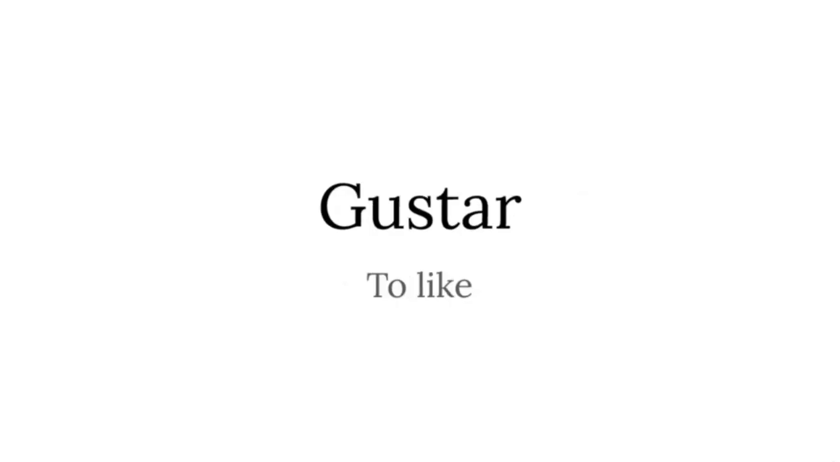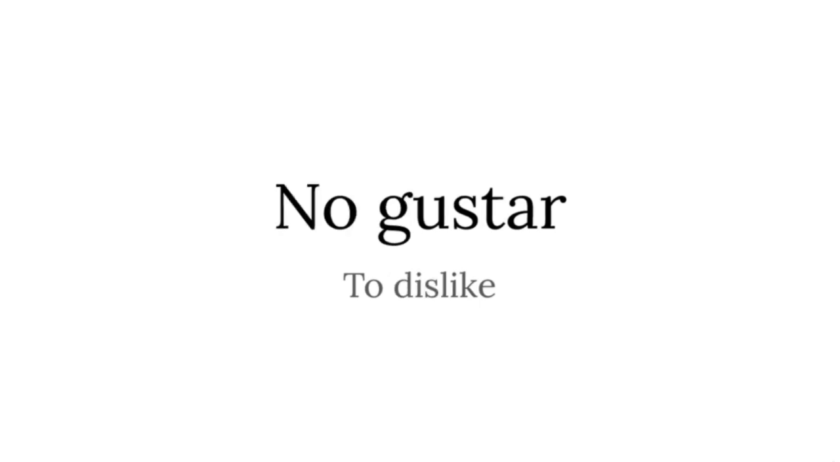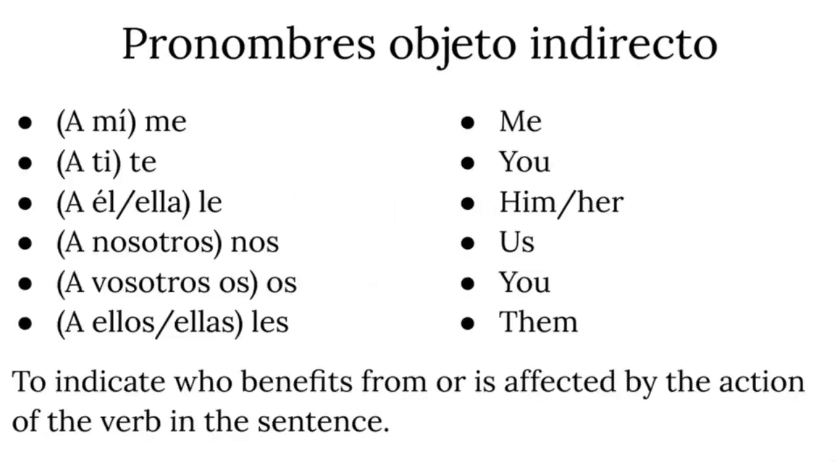Okay, so first of all, let's start with the verb. Gustar means to like, no gustar to dislike. As you know, in Spanish, when we say that we like something or we dislike something, we don't use the subject yo, tú, él, ella, usted, nosotros, vosotros, ustedes. We use instead the pronombres objeto indirecto, the indirect object pronouns.